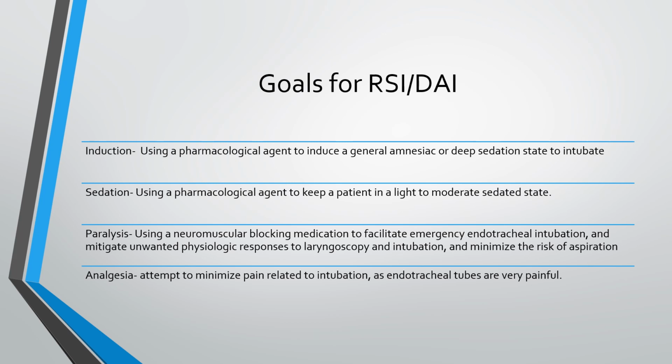Paralysis is a neuromuscular blocking agent medication to facilitate emergency endotracheal intubation and mitigate unwanted physiological responses to laryngoscopy and intubation, and minimize the risk of aspiration. That last part, aspiration, is a vital part of why paralytics are important and why we want to use them. And we'll get into that when we hit the paralytics section.